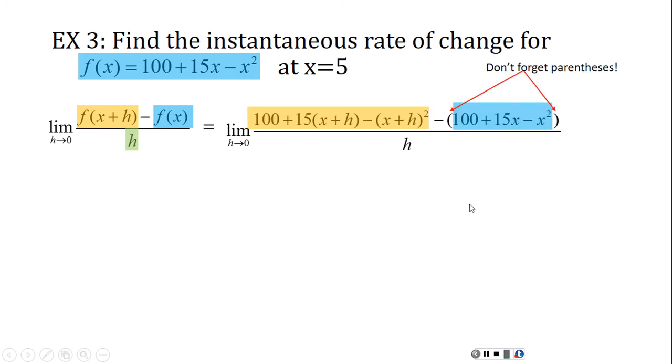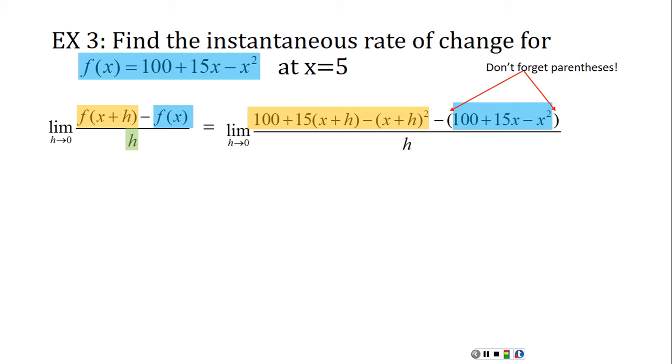Well, hold on a second here. So for the f of x plus h, I just took my original formula. Everywhere there's an x, I put in an x plus h. So I have f of x plus h, it's in yellow, minus f of x. I literally just put in my original formula. Boom, f of x. I have a reminder here: don't forget the parentheses.